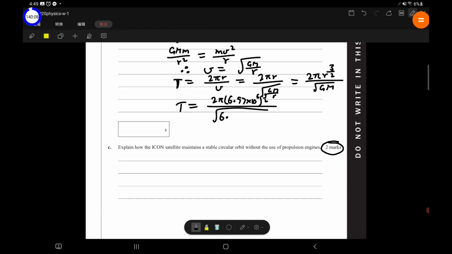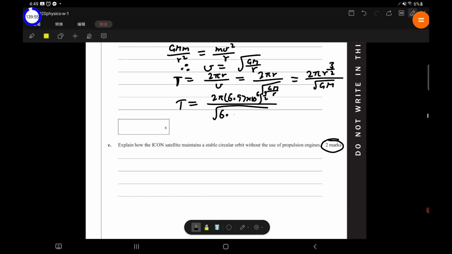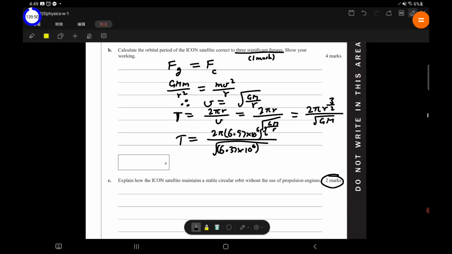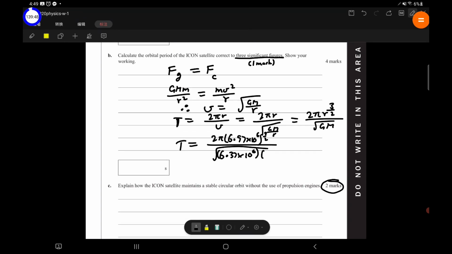What was the value of big G again? Let me just open that up. It's been quite a while. Remember guys, all of these values are given in your cheat sheet, so there's no excuse for not remembering them, because you don't need to remember them.